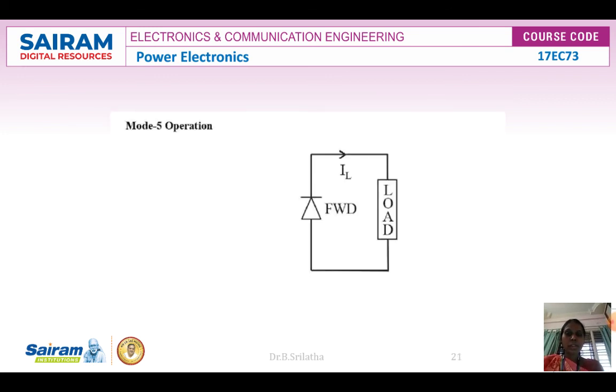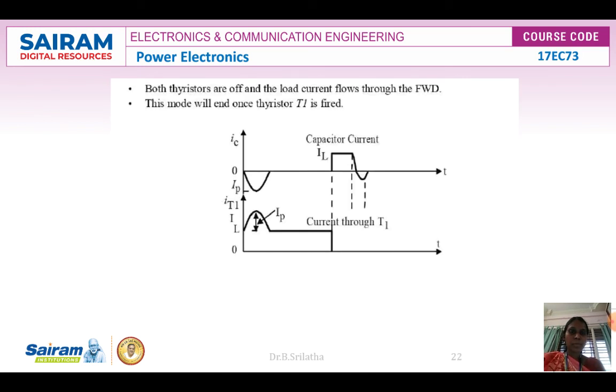Last one is the mode 5 operation. In mode 5, we assume only the freewheeling diode. Because of that, both the thyristors are off and the load current flows through the freewheeling diode. This mode ends once thyristor T1 is fired.